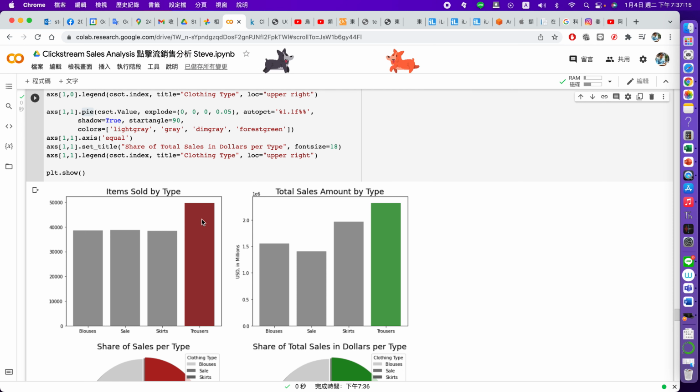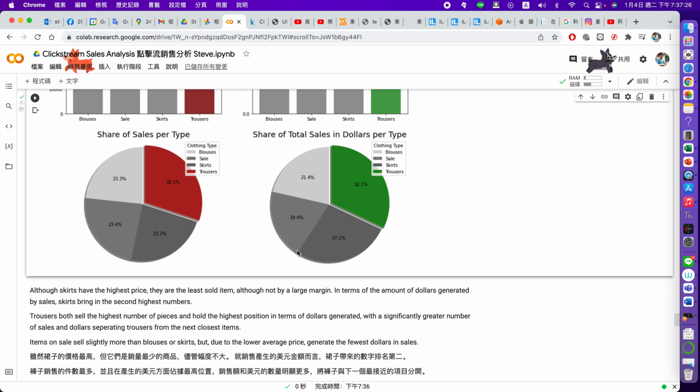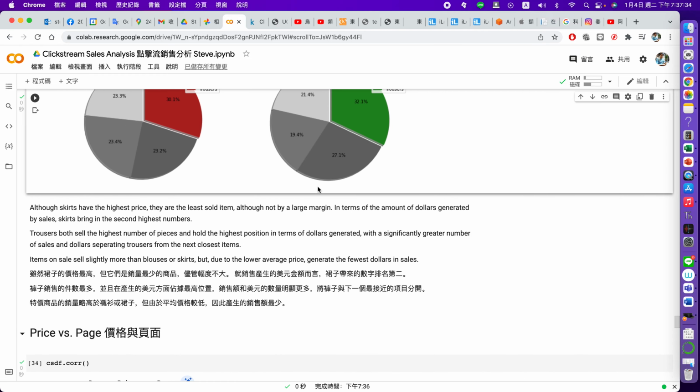Okay, 裤子 in Chinese we say 裤子. Okay, total sales is much higher than the rest of the types. You can see the pie diagram for these 4 clothing types.